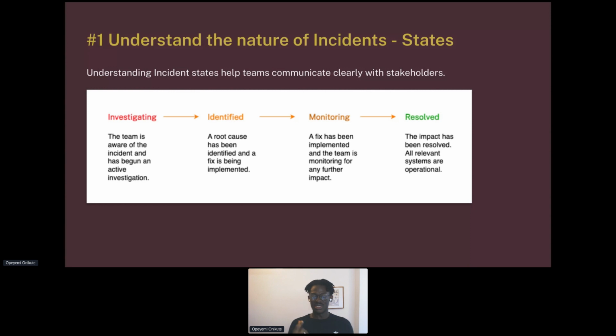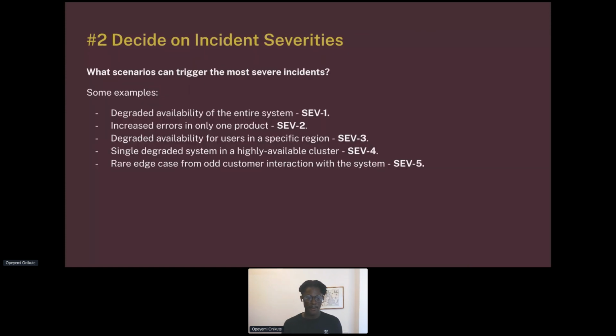Having an understanding of these states is important because you will use these states to communicate with your customers when you have an incident. So I'm going to talk about the status page in one of the coming slides, and this is very important for that. Thankfully, most of the tools you will use for communication already have these things written into them. So again, you don't need to feel pressure to memorize or to know what the states are at every point in time. You can also always come back to it.